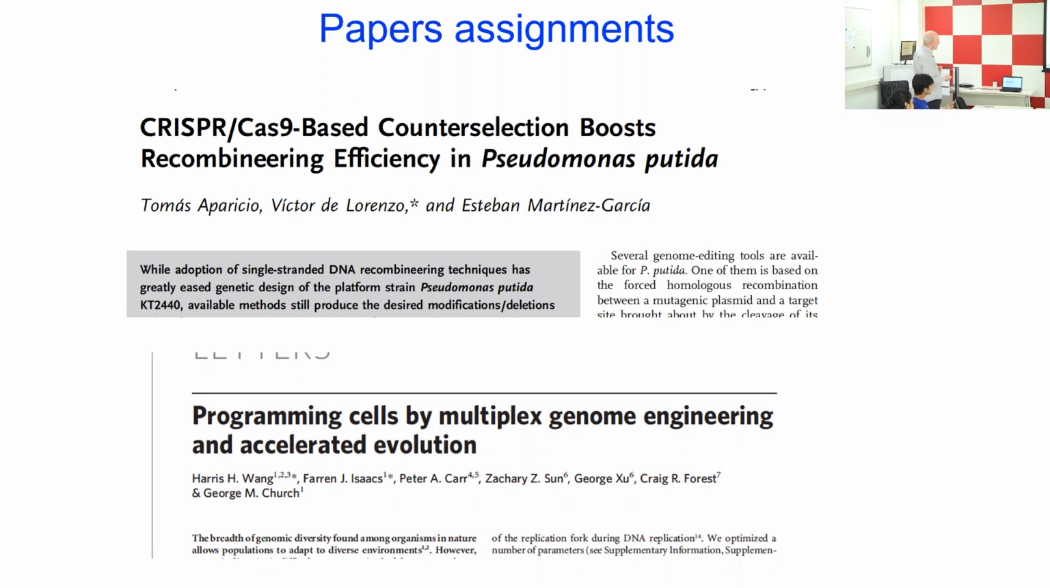So in this case, the mutations that are entered in the genome do not give any visible phenotype. But by doing this trick of CRISPR-Cas9 based counter selection, the authors can distinguish between the wild type sequences and the mutated sequences. And therefore, that simplifies tremendously the screening of those mutants that are expected to be produced through this technology.